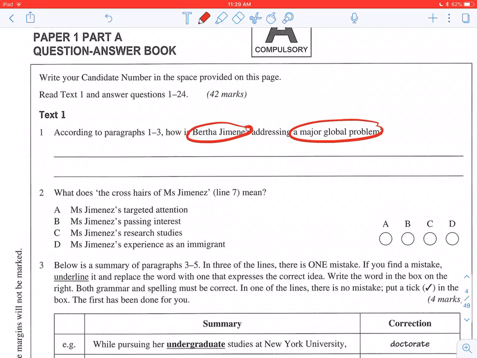Now, I have already circled two sets of keywords. The first set is the name of the person. Of course, it's important because it asks you to locate important details. The second set of keywords is a major global problem. So, what do you mean by a major global problem? Now, I asked you to recap the strategy of getting the main idea last time, so it is quite useful here.